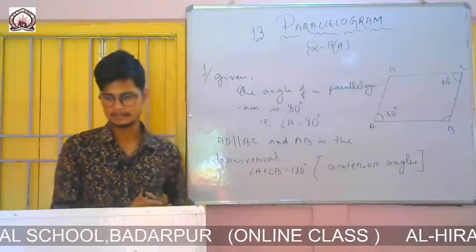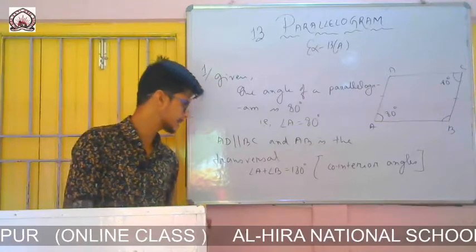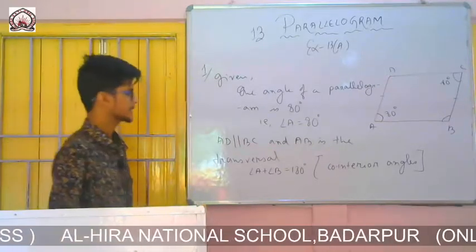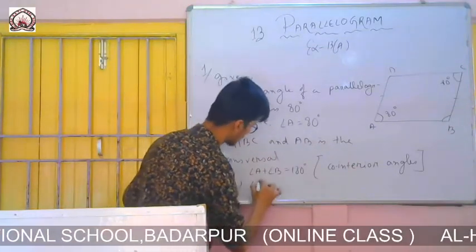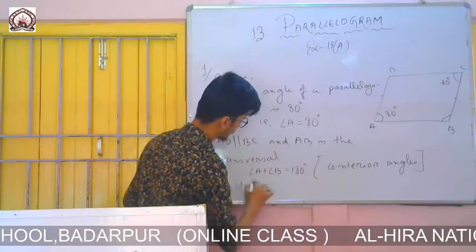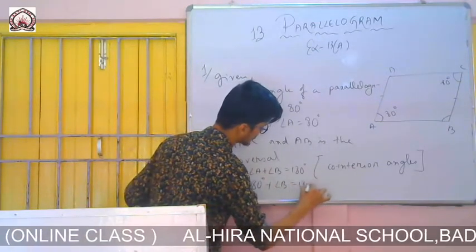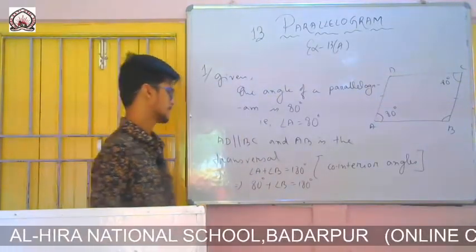Since AD is parallel to BC and AB is the transversal, therefore angle A plus angle B equals 180 degrees. We know the value of angle A. It is given here as 80 degrees. So in place of angle A, I will write 80 degrees plus angle B equals 180 degrees.